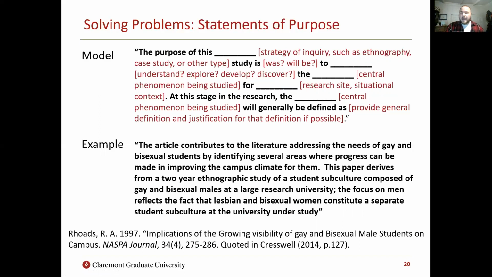So if we see how this maps onto the model above, first they identify specifically the kind of research that they are doing, and then they articulate the specific drive behind it. It's identifying several areas where progress can be made in improving campus climate for these students. It gives a specific claim to the methodology, and then at the end it defines its terms, saying, well, this is actually how we're considering gay and bisexual culture in this context, and it's really tied to the specific context of the university that they're looking at.